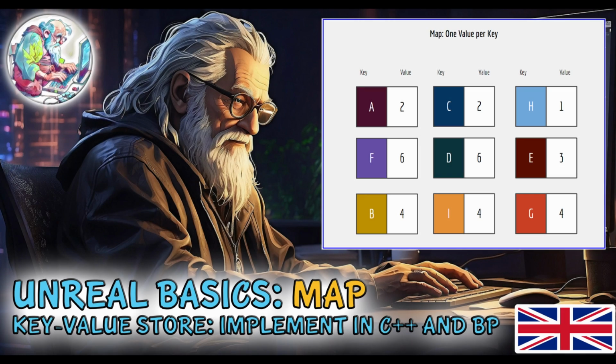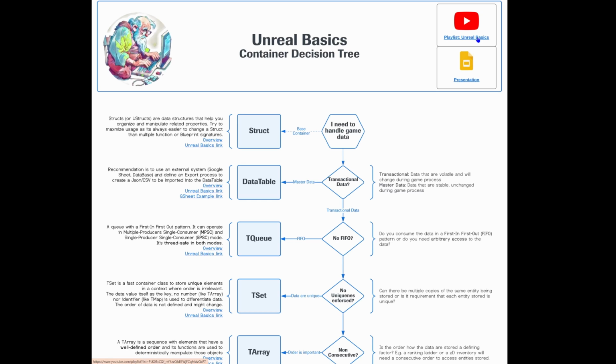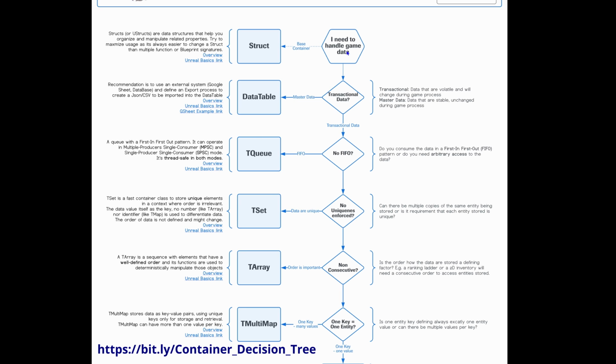Hello everybody, today we have a look at a map, my favorite container by the way. So how would we have our decision to go to a map? As always, you can right click here to get the links. Yeah, we need to handle game data. Normally we handle it in a struct or an object.